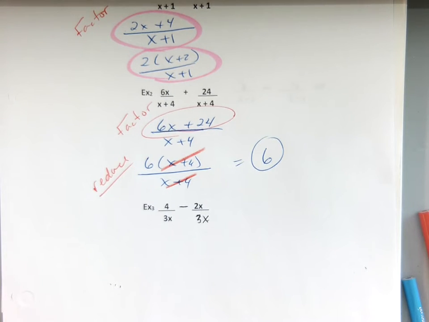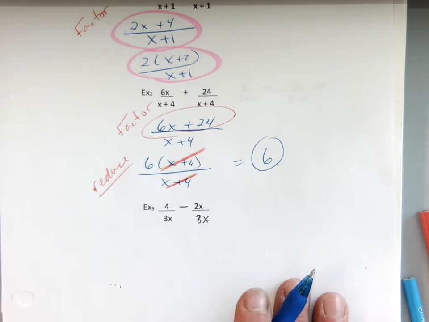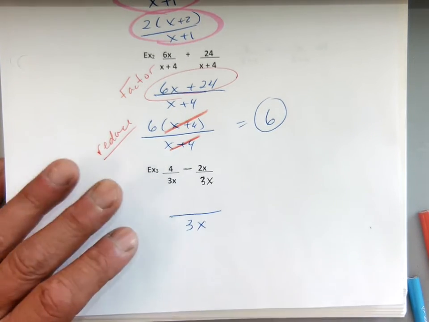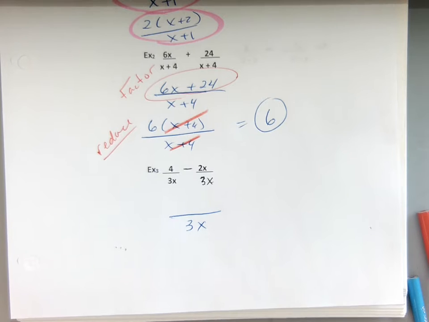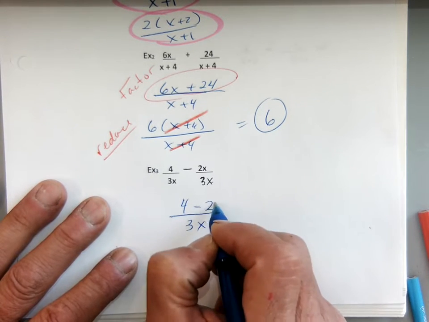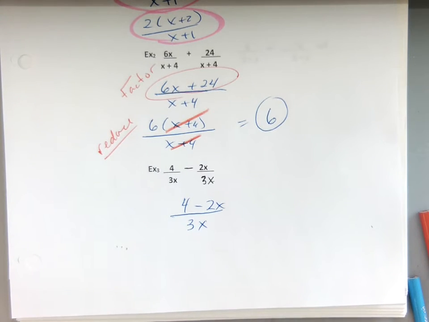All right, example 3, am I going too fast? No. Example 3. Do I have a common denominator? Yeah. Okay, so I'm just going to write it down. So I'm just going to have a 4 minus 2x. It'll factor, but it won't reduce. You guys see that? So I'm done. There's nothing I can do. It is finished. That is my answer.